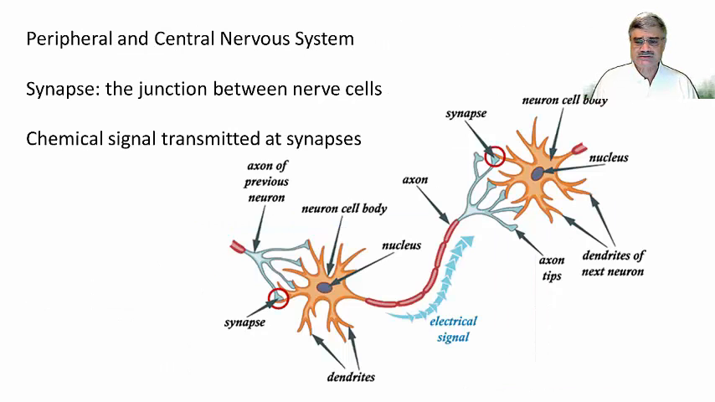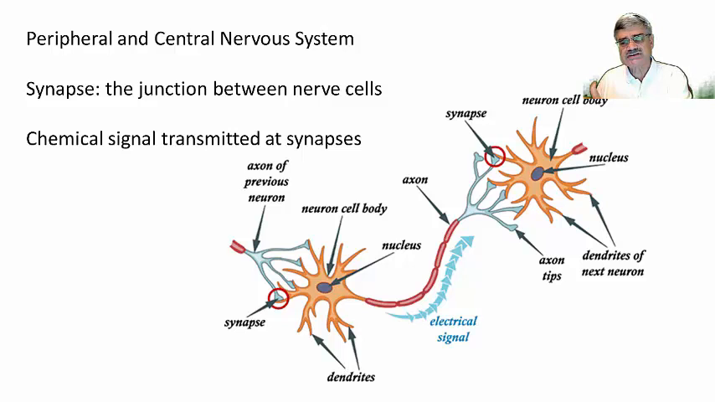This slide shows how an axon can be connected to two other nerve cells and how a signal can then be transmitted from one to another. The connection between nerve cells occurs at what we call a synapse. That's a junction between two nerve cells. And at this synapse, there is a chemical signal that is transmitted from the end of one axon, the axon terminus of one, to the dendrites of the second nerve cell.